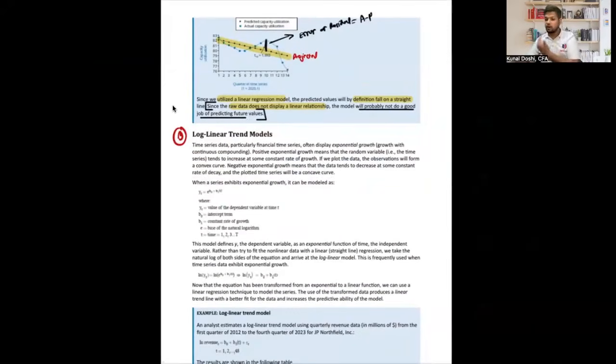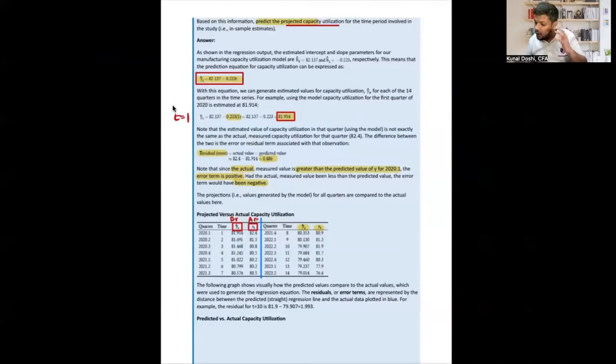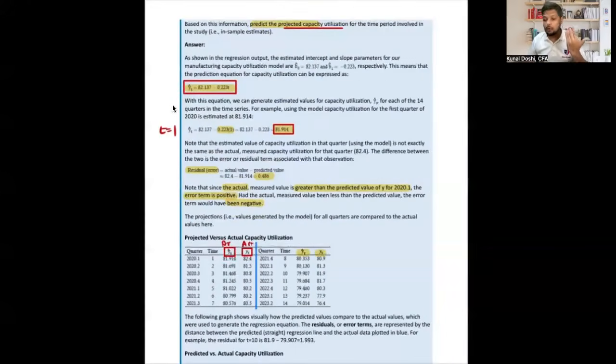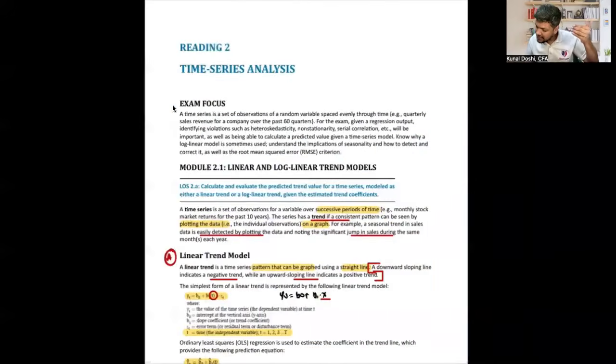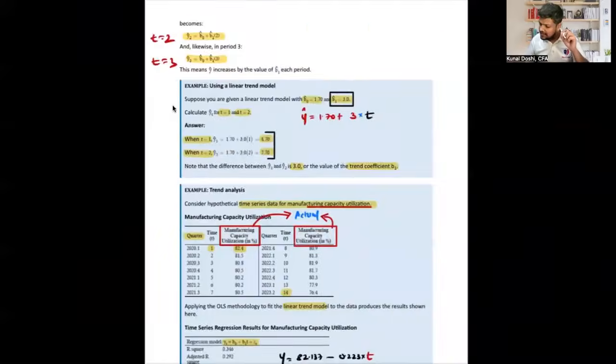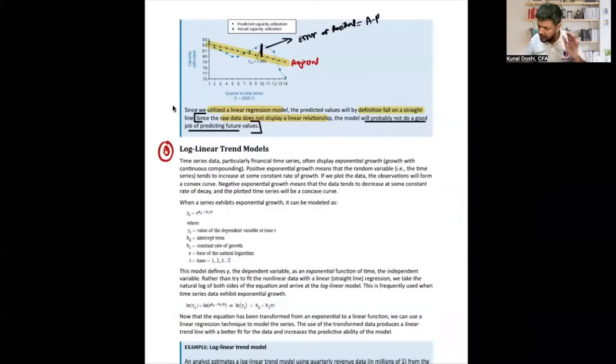Now we will see what is the alternate. The alternate is the log linear model. We will see that in a moment. But what I wanted to say is that if there's a linear model, all you do is replace the independent values by the time. That will give you the projected outcome. Everyone aware of the linear model? Easy? Understandable? Any doubt with the linear model? No doubt, right?